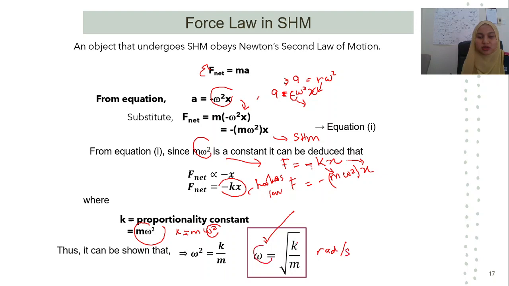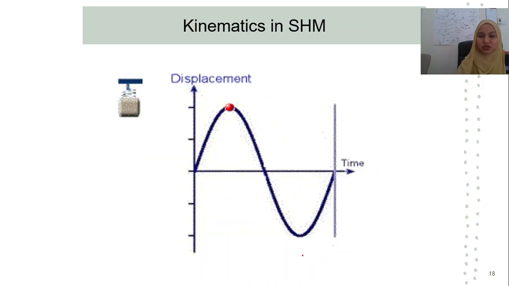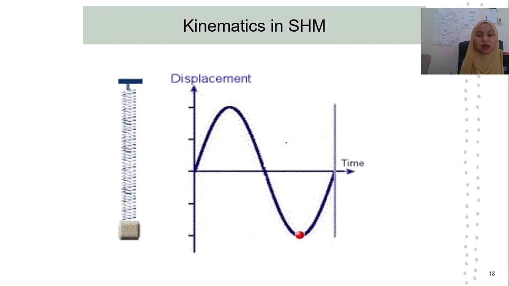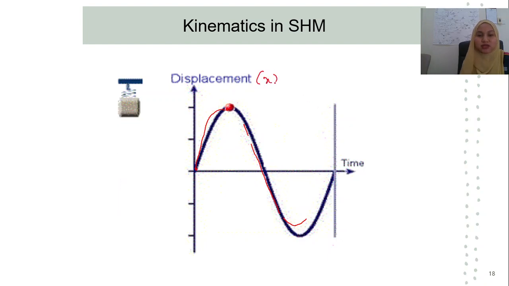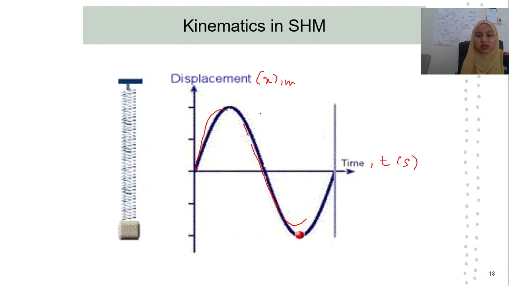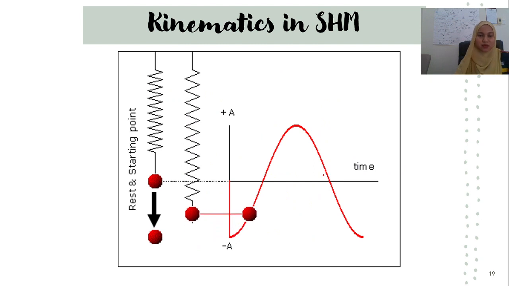It's just a new equation which is related to the spring constant and the mass attached in simple harmonic motion. Kinematics in simple harmonic motion means the motion in simple harmonic motion, from the starting point until it completes one cycle, which is displacement versus time. Displacement x in meters and time t in seconds. So that is the kinematics in simple harmonic motion.